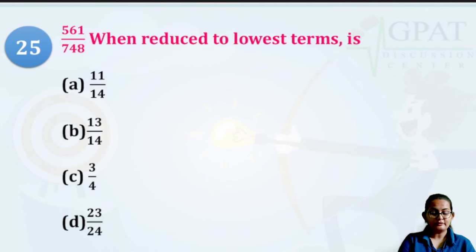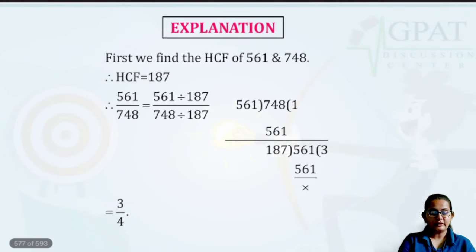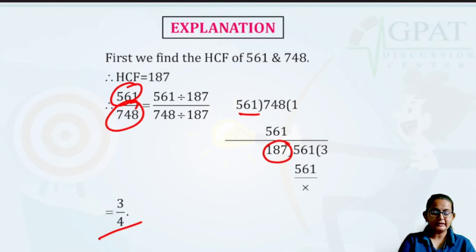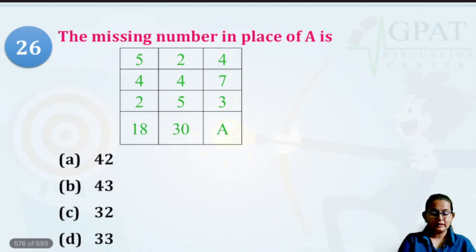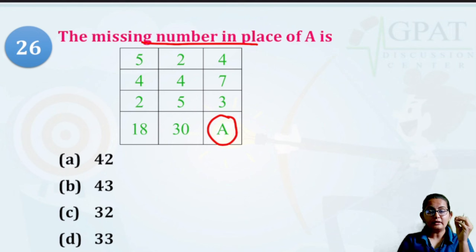Again, the same HCF question, you just have to find out the HCF and then you will get the answer. The correct answer for this is 3:4. You just have to divide, get the HCF, divide individually, and you will get the reduced format. Then is question number 26. What it is saying, the missing number in place of A. You have to find this particular A. You have to apply every trick and tip here. Let us try addition, subtraction, multiplication, division. A combination of these could also be happening here. So try everything out.